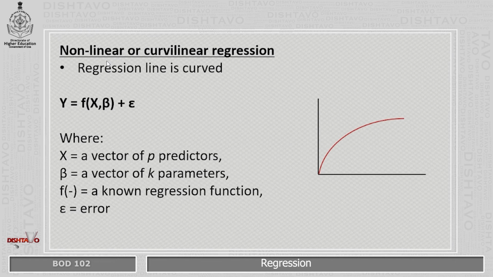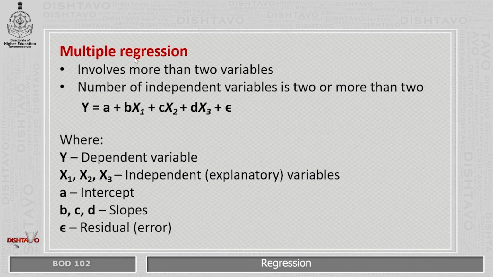So non-linear regression is also called curvilinear regression. In this case, the graph will have a curved regression line, and this is the formula to calculate the non-linear regression. Multiple regression involves more than two variables, as the name suggests, and the number of independent variables is 2 or more than 2. And this is the formula used to calculate multiple regression.